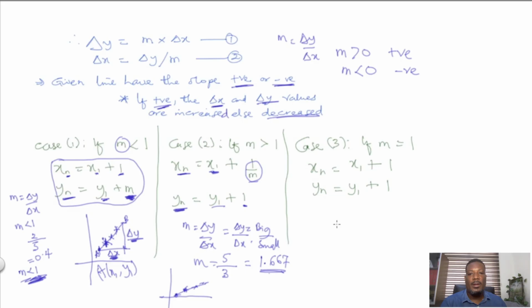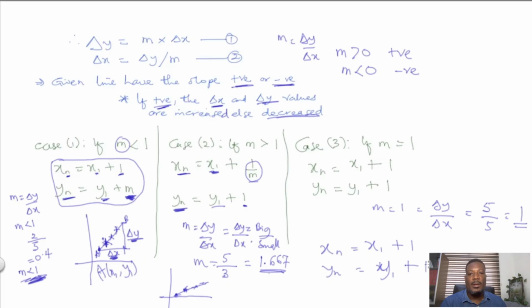So for the next case, when the gradient is equal to 1, it means the change in y value over the change in x value is the same. So if the change in y value is 5 and the change in x value is also 5, then of course the gradient will be equal to 1. In a situation like that, we will just add 1 to the intermediate point. So the x of the new coordinate is the x1 of the previous coordinate plus 1, and the y of the new coordinate is the y1 of the old coordinate plus 1.